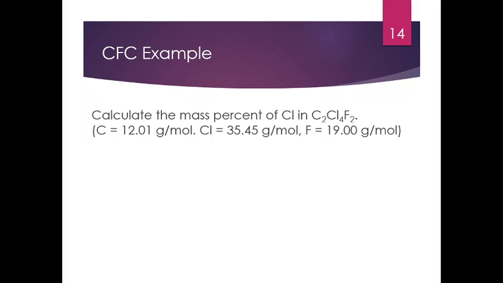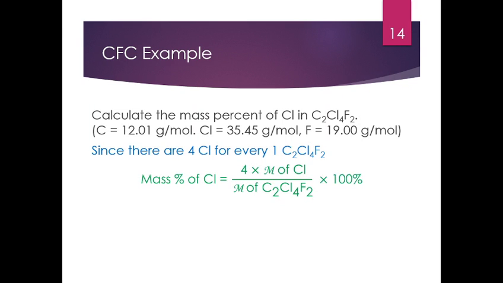And so in this molecule, you can see that there are 4 chlorines for every one C2CO4F2. I know that because there's a 4 next to the chlorine. That's just what that represents. Since we know that there's going to be 4 chlorines for every one of our molecules, if we want to know the mass percent of the chlorine, we just need to take the mass of 4 chlorines and put it over the mass of our entire molecule.